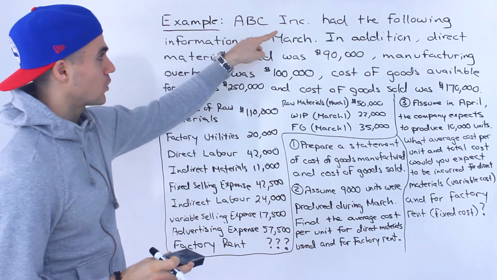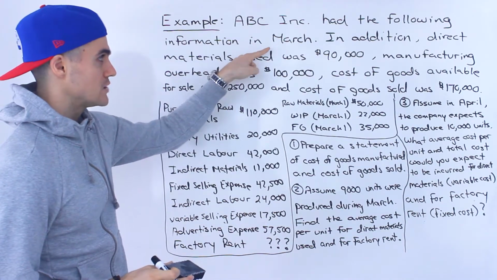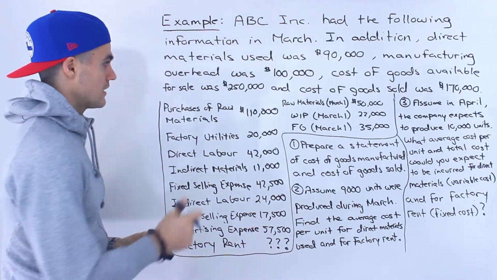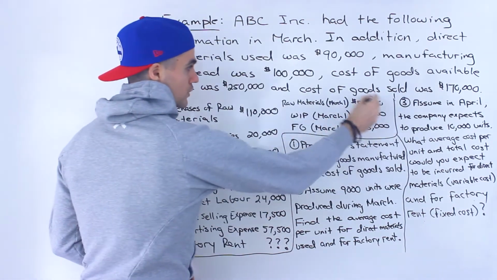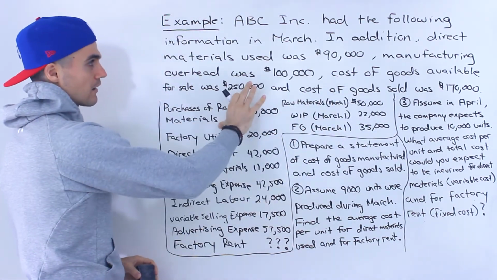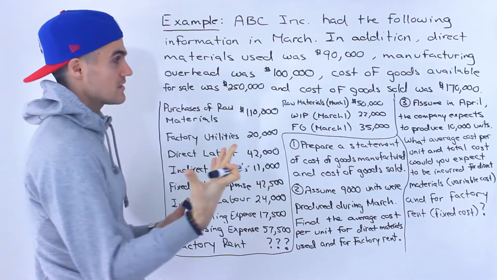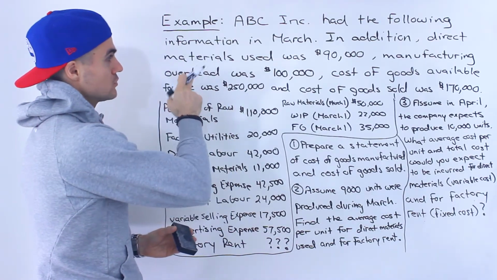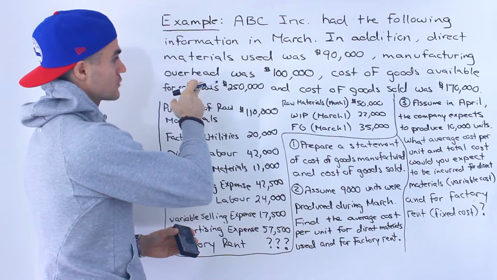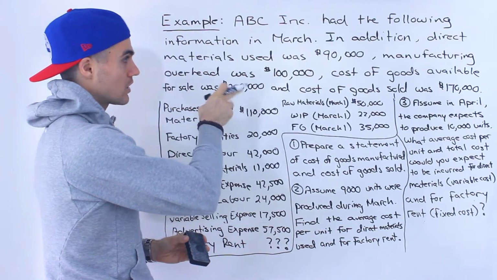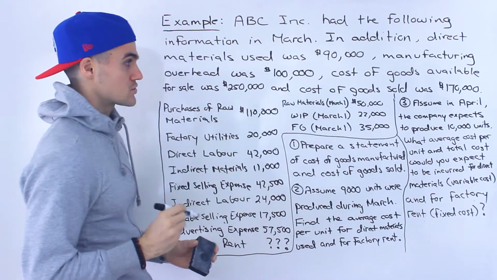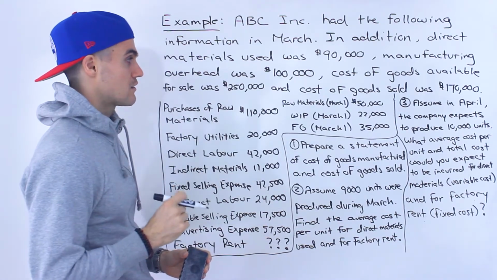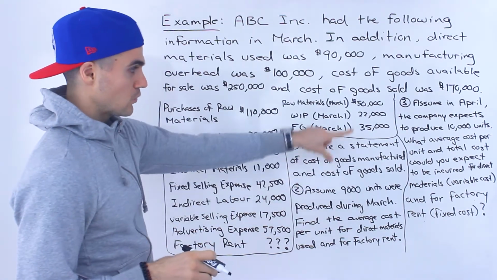So ABC Incorporated had the following information in March. And the information that they're talking about is basically all of this over here, right? This boxed in area. And then in addition to that, we're told that the direct materials used was 90,000, manufacturing overhead was 100,000, cost of goods available for sale was 250,000, and cost of goods sold was 170,000. And then we have three questions to answer.